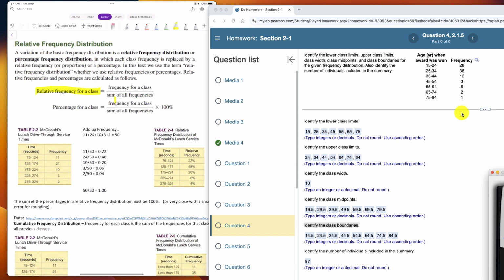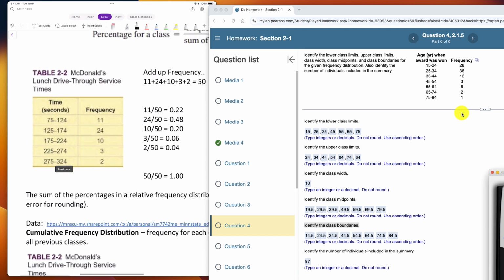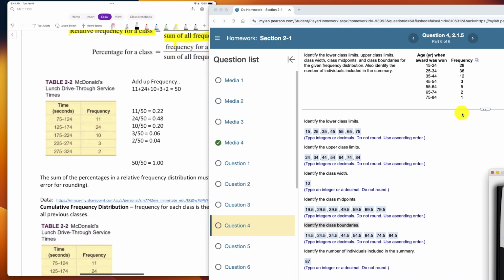Relative frequency is the frequency of the class divided by the sum of all frequencies. And then you just multiply it by 100%. So here's my example of McDonald's drive-through lunch service times again. 75 to 124 was 11. 125 to 174, 24, etc.